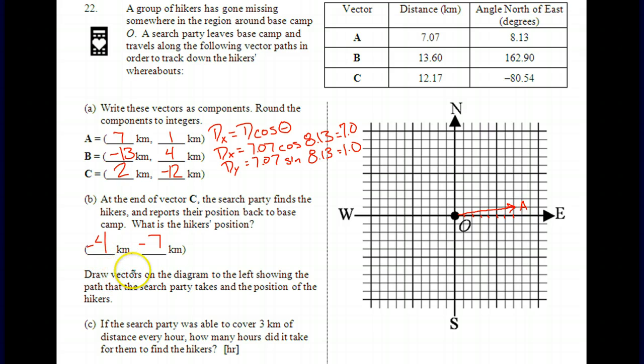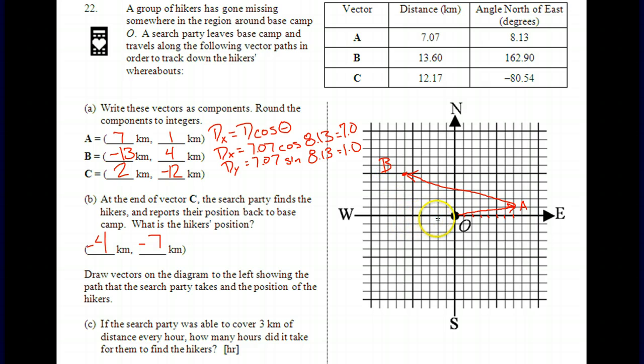So then next says draw the vectors on the diagram to the left showing the path the search party takes and the position of the hikers. Okay, so we're going to do that each point in time. So at A, they ended up over here, and then let's draw B. So they went back negative 13, so let's count back 13. 1, 2, 3, 4, 5, 6, 7, 8, 9, 10, 11, 12, 13. And then positive 4. 1, 2, 3, 4. Okay, so went up 4. So if it went up 4, why did I draw it on 5? Well, it's because back on A, they'd already gone up 1, and I'm drawing this from A, not from the origin. Okay, so B is drawn starting at A.